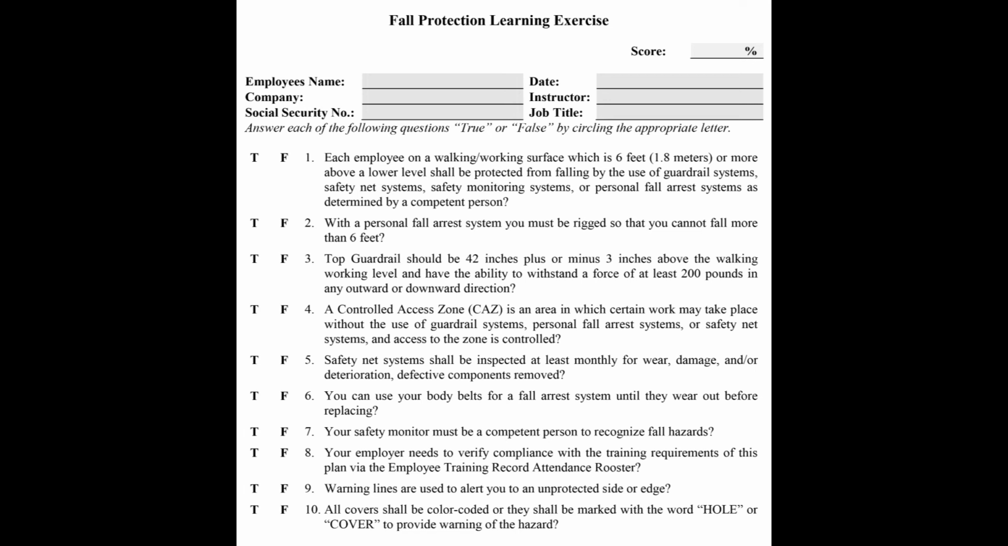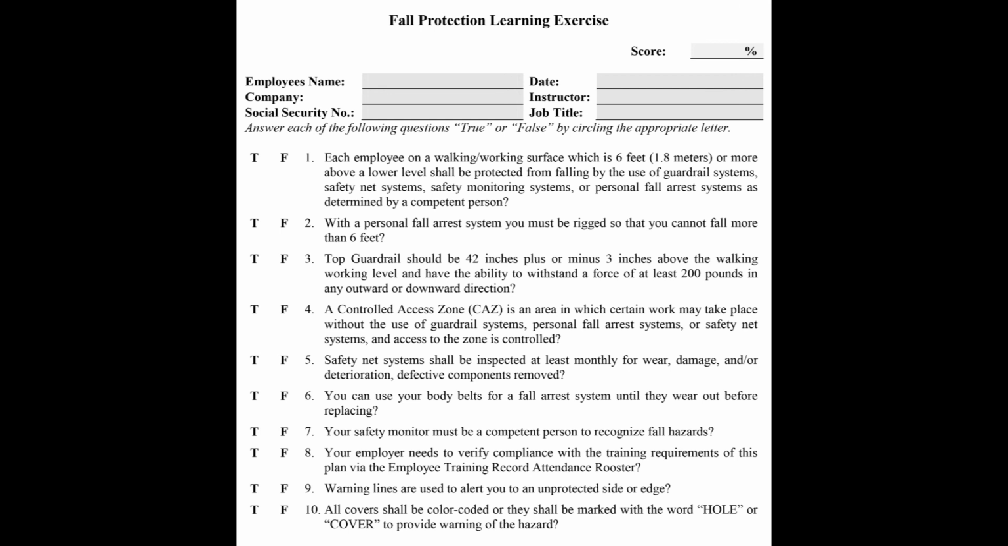True or false, number 6, you can use your body belts for the fall arrest system until they wear out before replacing. False, as of January 1, 1998, the use of body belts for fall arrest is prohibited. True or false, number 7, your safety monitor must be a competent person to recognize fall hazards. True. True or false, number 8, your employer needs to verify compliance with the training requirements of this plan via the Employee Training Record Attendance roster. True. True or false, number 9, warning lines are used to alert you to an unprotected side or edge. False, warning lines are used to alert you to a leading edge.